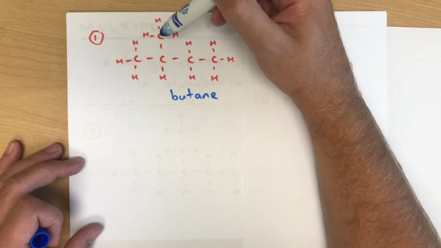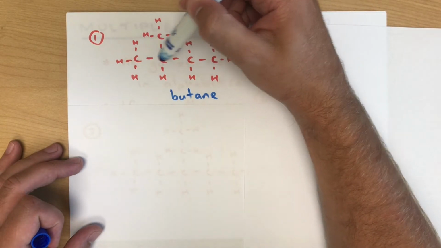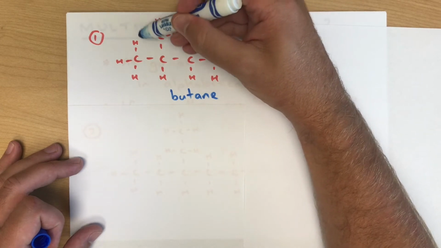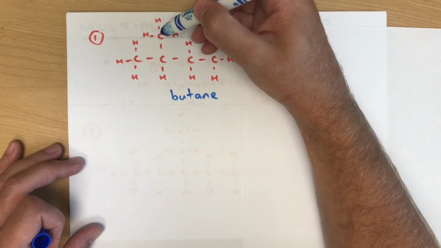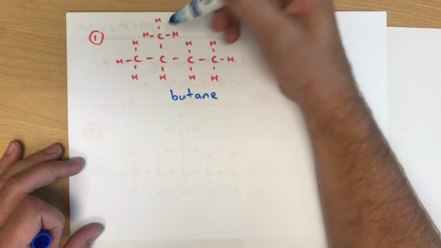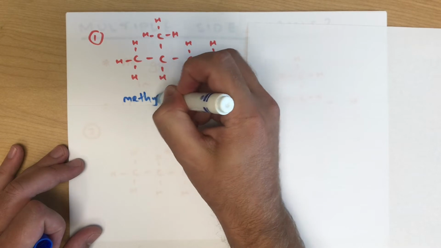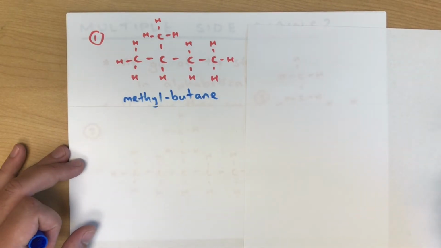As you can see here, we called this our main chain. We've got this side chain here coming off. So we need to name that. It's a 1-carbon side chain, so we're going to call it methyl. So we have a methylbutane.